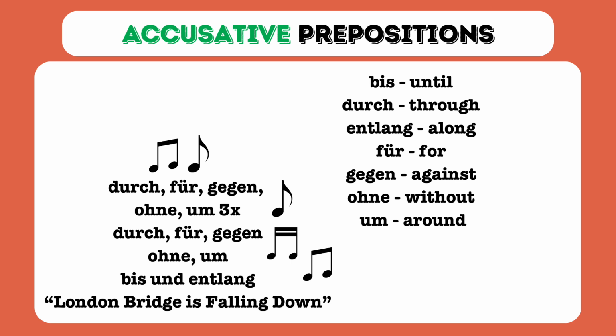If you're looking for a way to remember which prepositions are in the accusative case, we of course use a song for that, and the song that we would choose for this particular group is London Bridge is Falling Down, as in London Bridge is falling down, falling down, falling down, London Bridge is falling down, my fair lady. Okay, so we're going to sing this, except we're going to do it with the prepositions that use the accusative case all of the time.